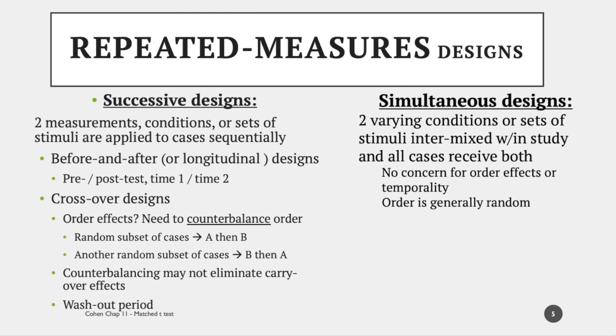You also can use what are called simultaneous designs. So we just talked about successive designs, where it's from pre to post or time 1 to time 2. Simultaneous designs have two varying conditions or sets of stimuli intermixed within the study, and all cases receive both. And this is where you have no concern for order effects or temporality, and the order is just generally random. So you can really use either one, successive or simultaneous designs, depending on how you are thinking about what is actually going to happen from time 1 to time 2.